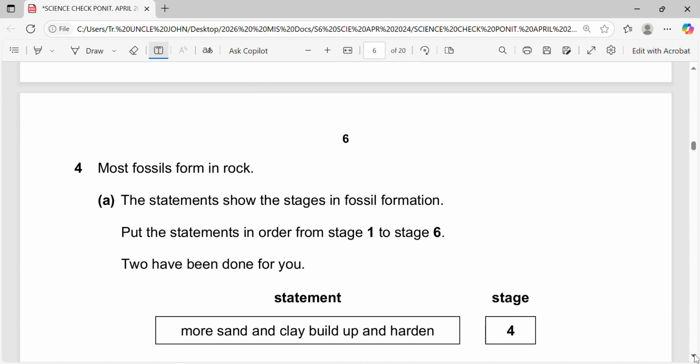Question number 4, A. Let's read it together from the beginning. Most fossils form in rock. The statements show the stages in fossil formation. Put the statements in order from stage 1 to stage 6. Two have been done for you.